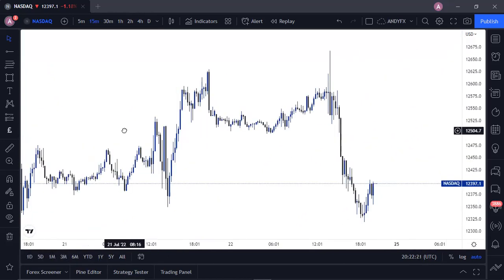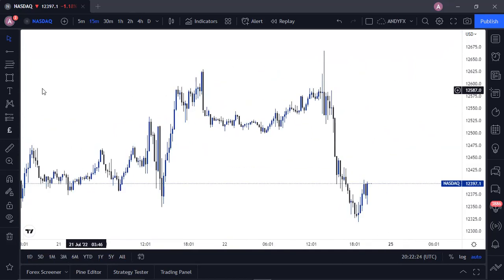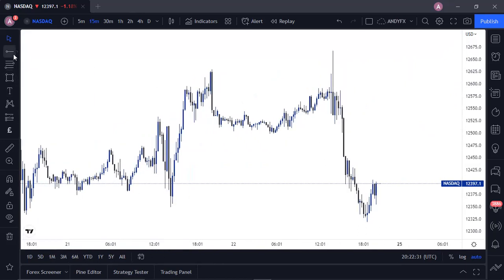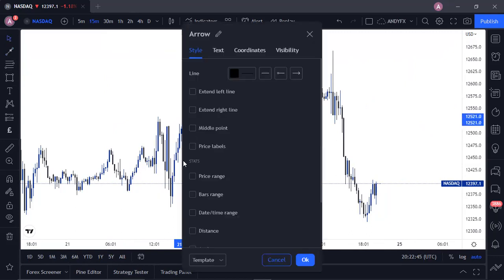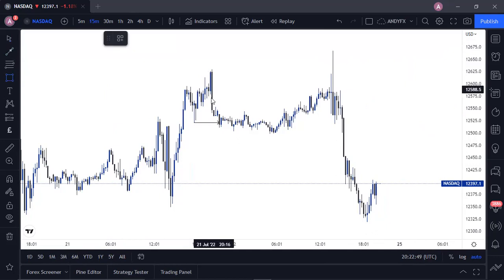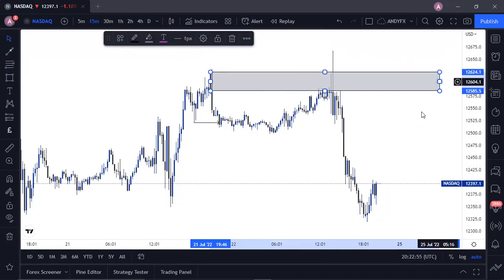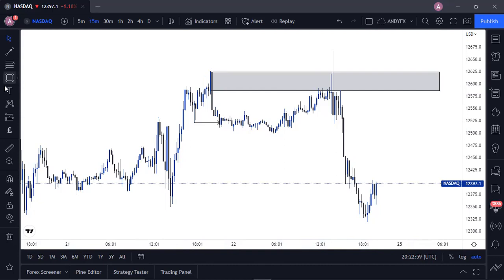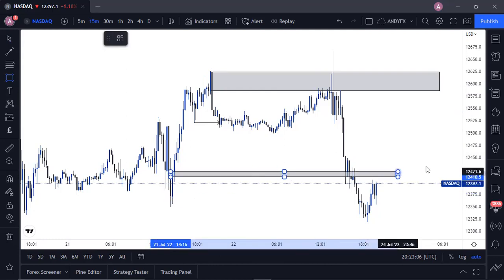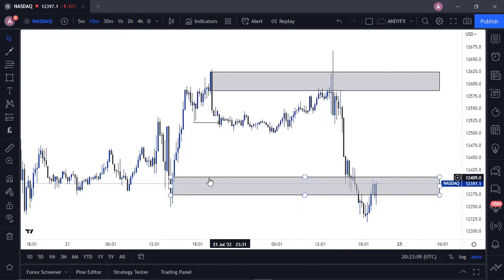Okay, let's go to this week's analysis. We had our change of character here. When we had our change of character here, this is our point of interest. And this is where we were looking to buy Nasdaq.